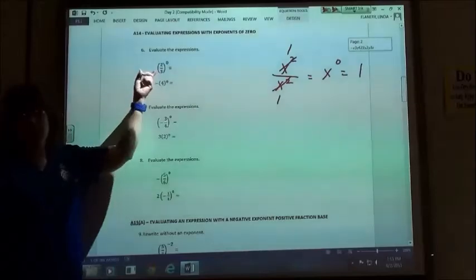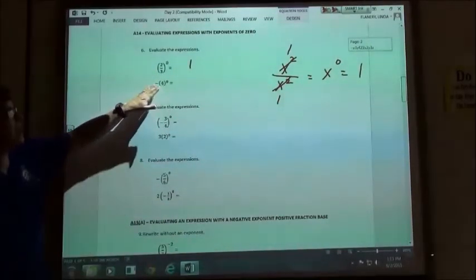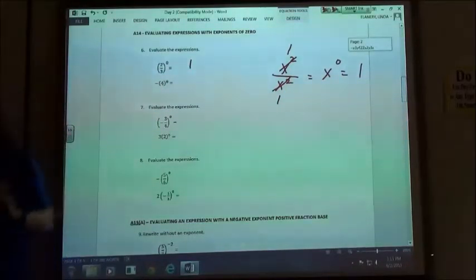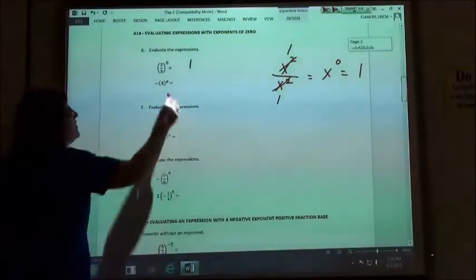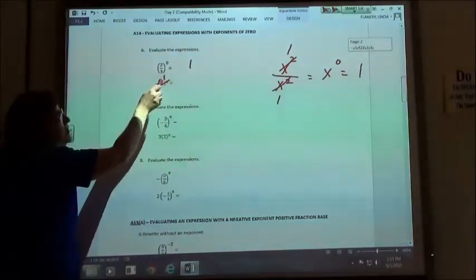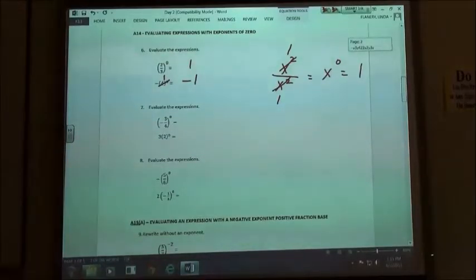So if I have 2/3 to the 0 power, oh, it equals 1. Here, if I have something in front that's multiplied by whatever I get for my answer there, I have to do my exponent first. So if I'm evaluating this, I say 4 to the 0 power is 1. This is -1 times 1, which just gives me -1. Well, I really just end up with whatever's in front, because 1 times anything gives me what's in front.